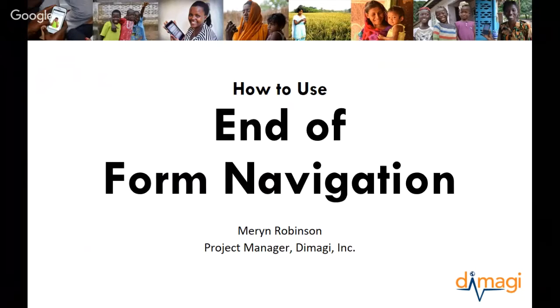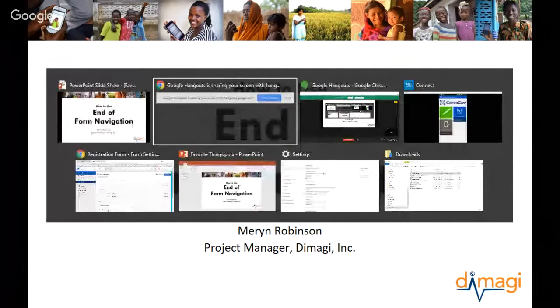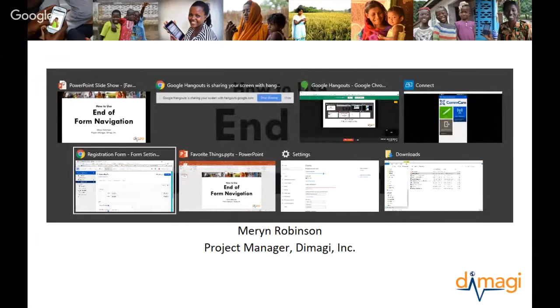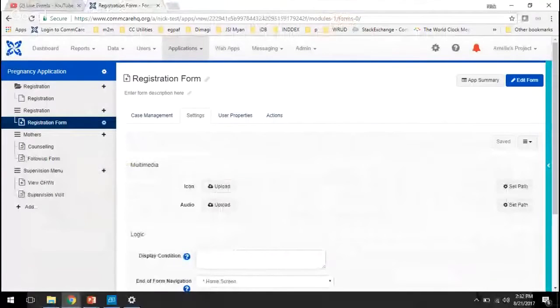End-of-form navigation is a way to configure your app so that you can control which screen your end user sees after they submit a form. So there's a few different options. First, we'll show you where this lives on HQ, and then we'll show you what all the options look like.